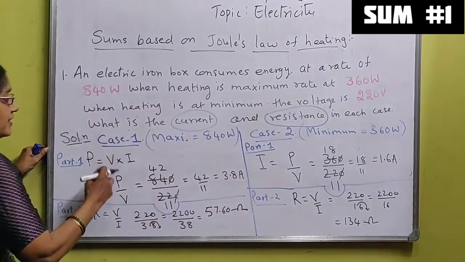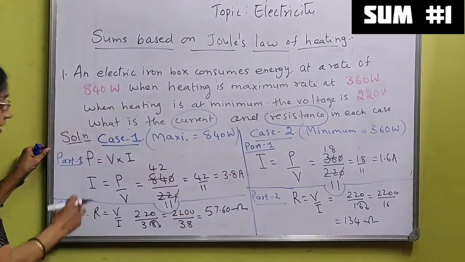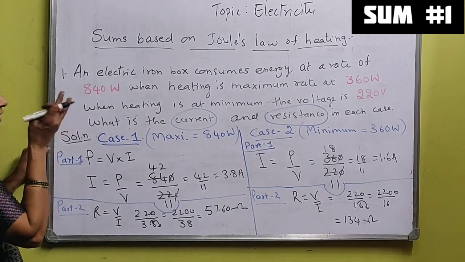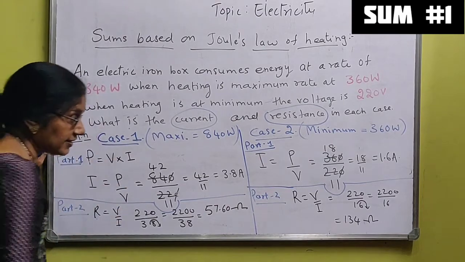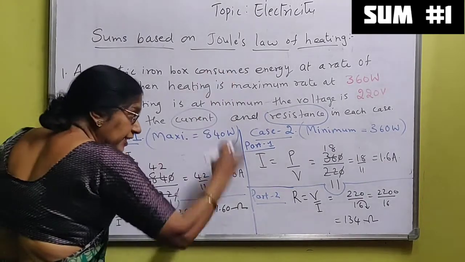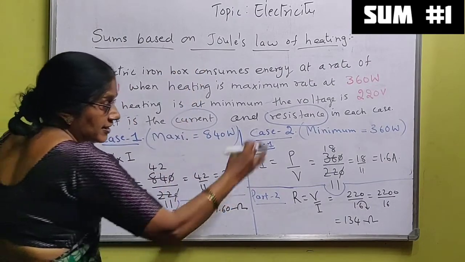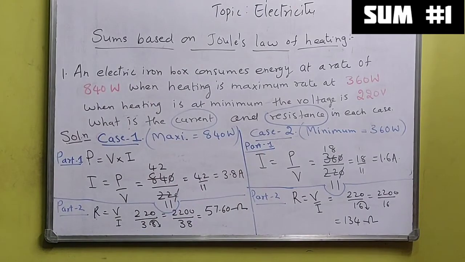So two parts are there in case 1 and also in case 2. So we can see through this sum that if the power increases, the current increases but the resistance decreases. If the power decreases, the current decreases, and the resistance increases.